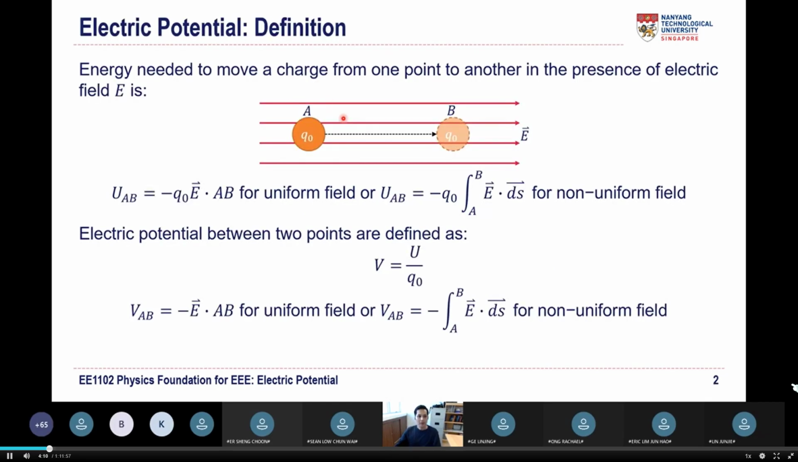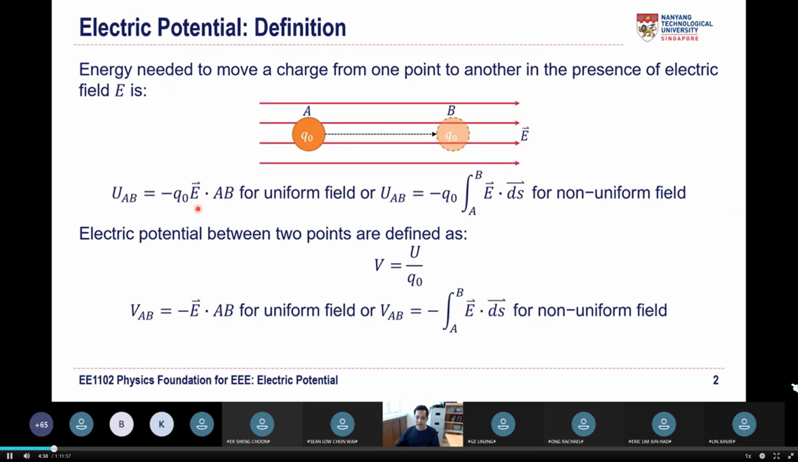Okay. So electric potential, the definition of electric potential. Let's look at that. When you have a charge Q0 in an electric field and you wish to move this charge from one place to another, let's call it from A to B, you need to put some energy into it. And how do you calculate that energy?